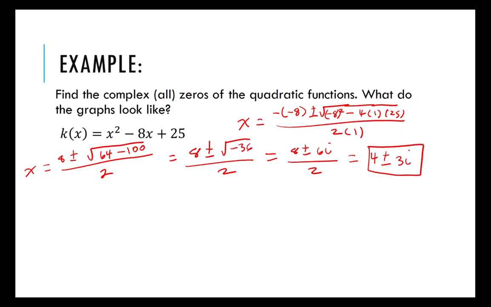And then if we want to know what this function looks like, it's actually going to be a parabola that opens up. I see that there's no negative out front, so it's a parabola that opens up above the x-axis. So the x-axis is going to be below it because we have two complex solutions.